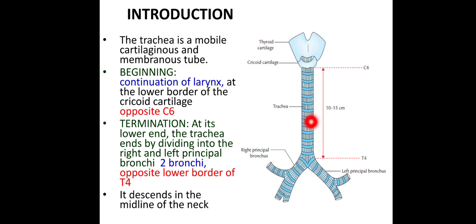Termination. It is about 10 to 15 centimeter long and at its lower end, the trachea ends by dividing into two bronchi, right and left principal bronchi, opposite the level of T4 thoracic vertebra. This is the T4 thoracic vertebra at the level of sternal angle. So, at the level of sternal angle, it bifurcates into two bronchi, right and left principal bronchi. So, in its course, it descends in the midline of the neck.